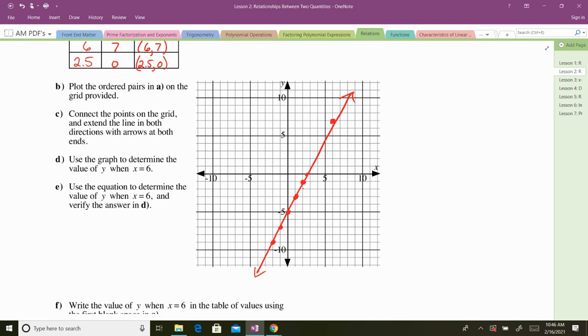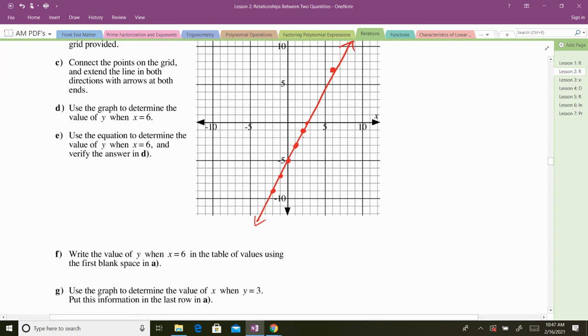And we should get a straight line. Hopefully it's drawn better than mine. Is that okay? All right.